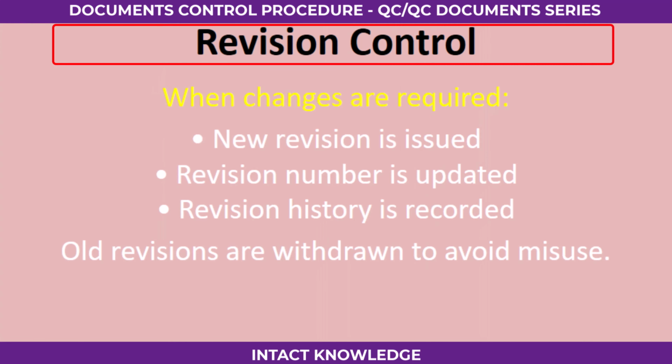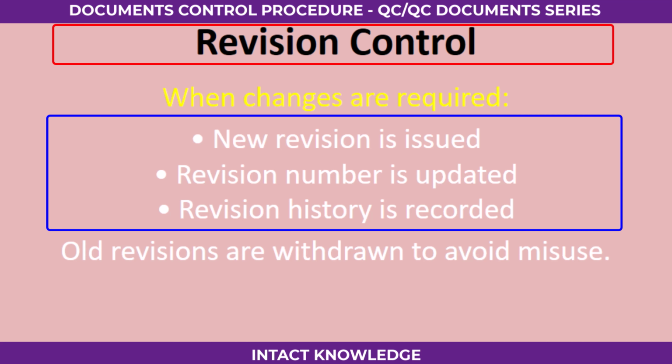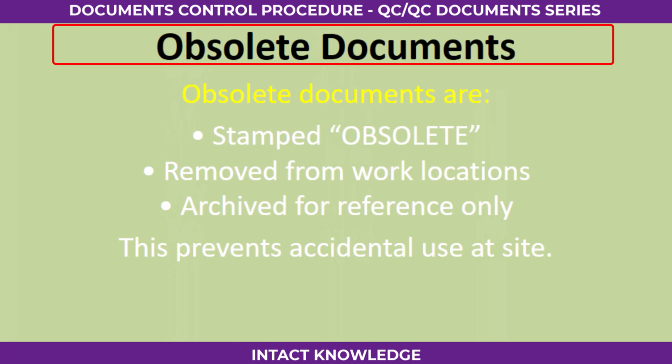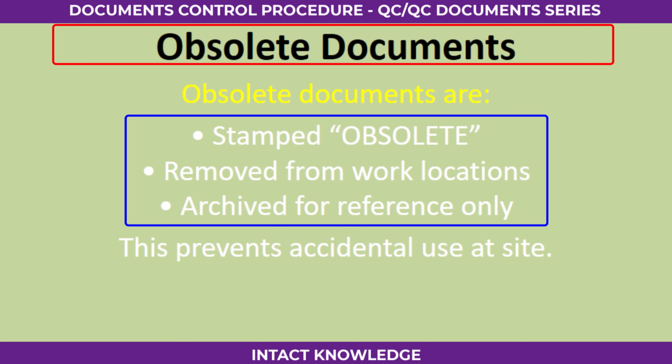Number 6, revision control. When changes are required, new revision is issued, revision number is updated, revision history is recorded. Old revisions are withdrawn to avoid misuse. Number 07, obsolete documents. Obsolete documents are stamped obsolete, removed from work locations, archived for reference only. This prevents accidental use at site.